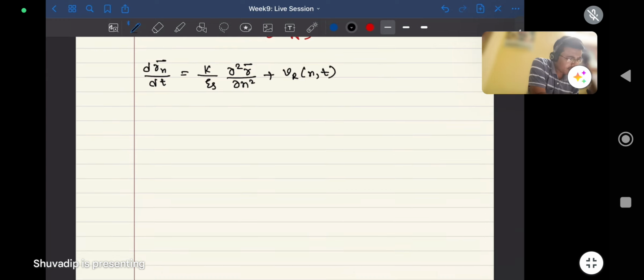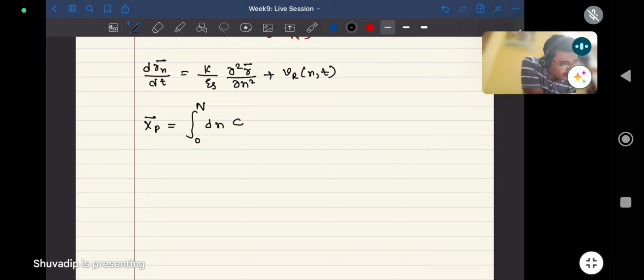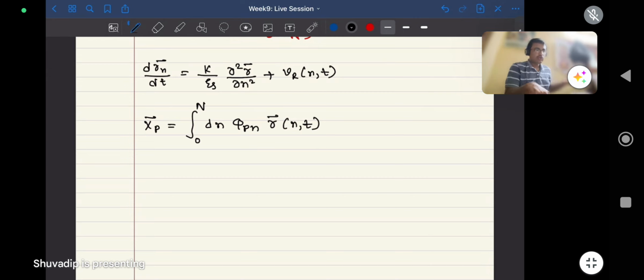This is the equation we got. Now we consider the Fourier transform variable of r. So we consider some xp, which is a Fourier transform variable of r, defined like this: xp equals the integral from 0 to N of dn phi p(n) r(n,t). This phi p(n) is the basis function we want to find out. So for which basis function will this work?